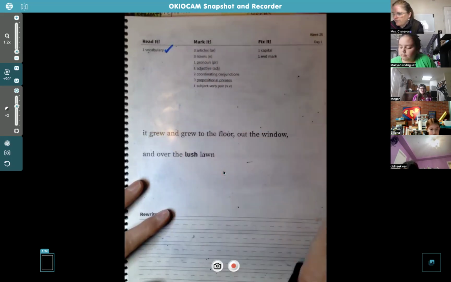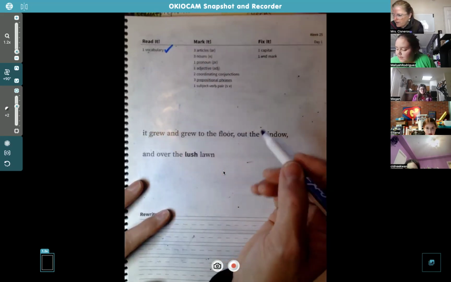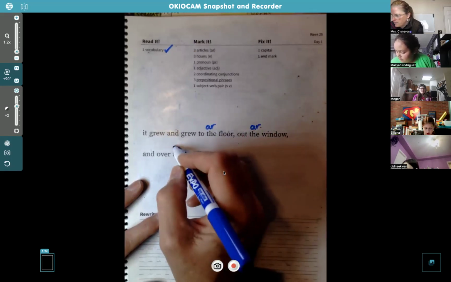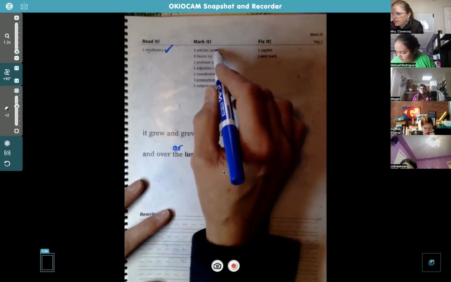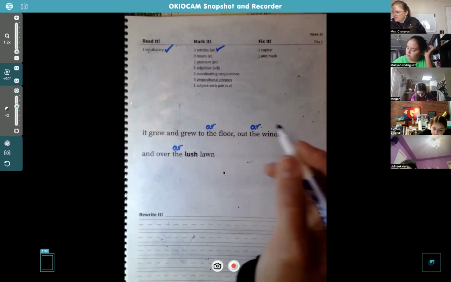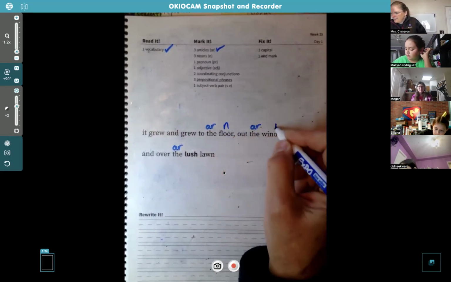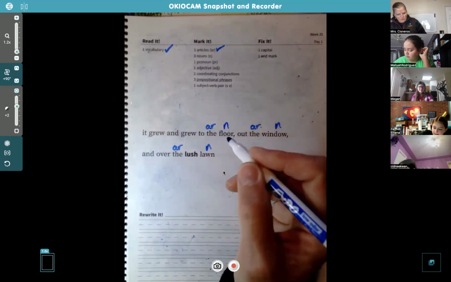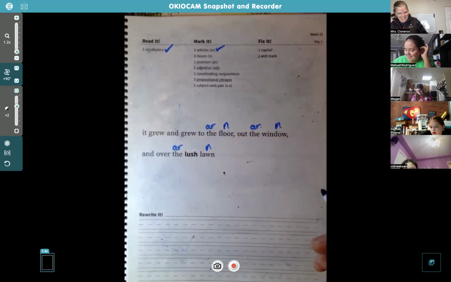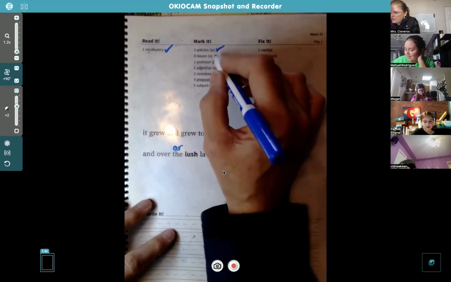Lawn. Put a check by vocabulary. There's 3 articles. You can find those by yourself. And then Megan, where are the 3 nouns? Floor. Good. Window, lawn. Good. You were ready, huh? Because you did some of this already. That's good. Okay, those are the 3 nouns.